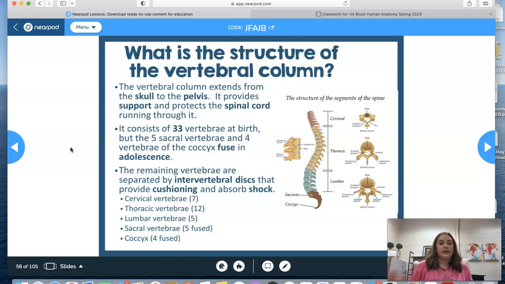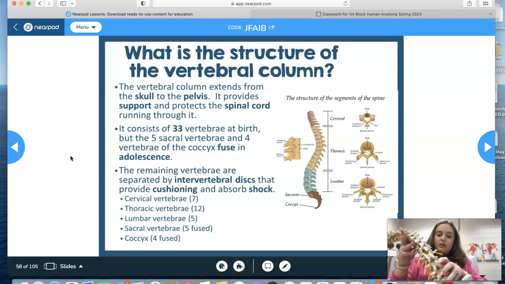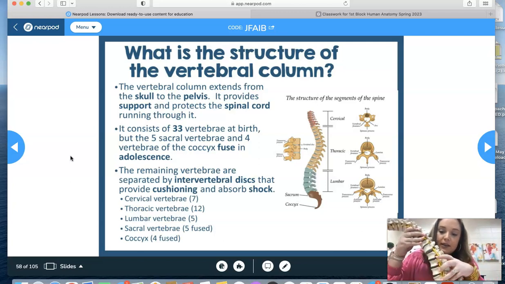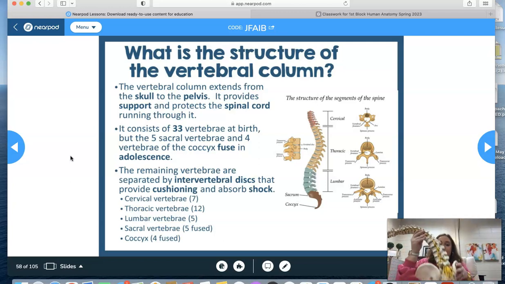It consists of 33 vertebrae at birth, but the 5 sacral vertebrae and 4 vertebrae of the coccyx fuse in adolescence, or your teenage years. The remaining vertebrae are separated by intervertebral discs that provide cushioning and absorb shock. So, looking back at our model, you can see these little dark gray spaces right there; those act as the vertebral discs, and they just provide cushion and absorb shock.